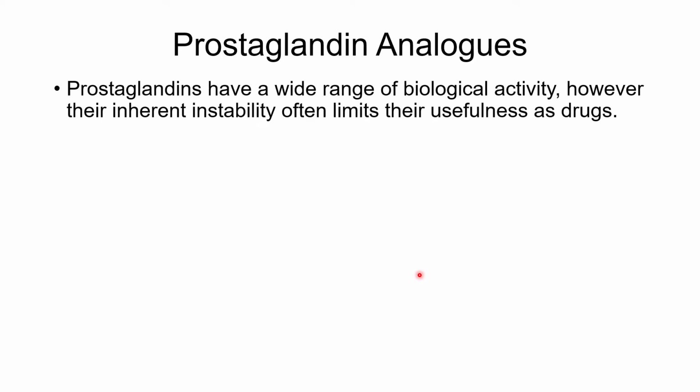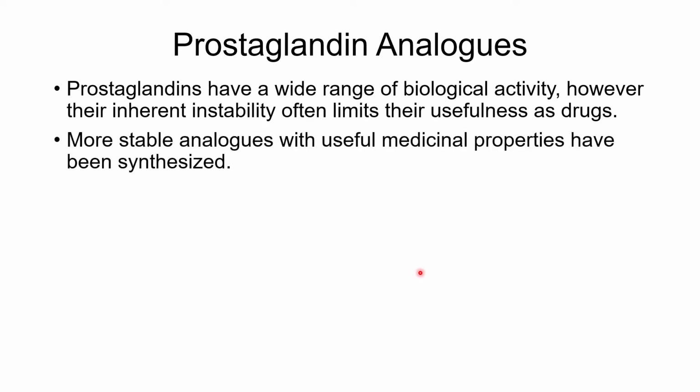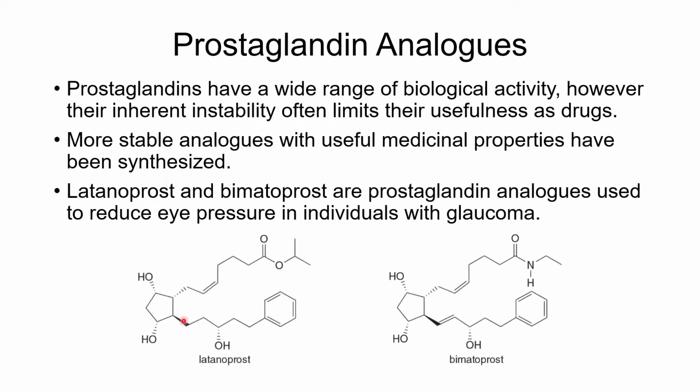There are some prostaglandin analogues that have been synthesized, and I'll just point these out. These are a little bit more stable than your typical prostaglandins, and they have been used for a number of things, but these two have been used to reduce eye pressure in people who have glaucoma. So very important drug, and you'll see the only difference between these. This one's an ester, and this one is an amide. Oh, and there's a double bond that's different there. So there are a couple of things that are different.